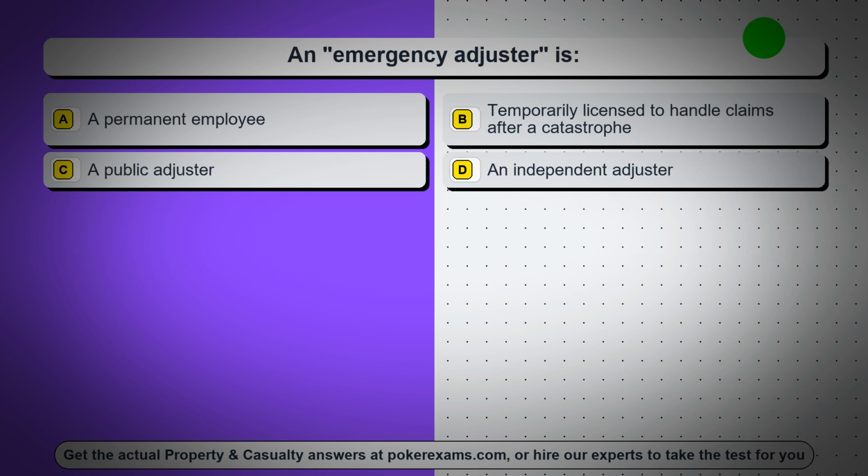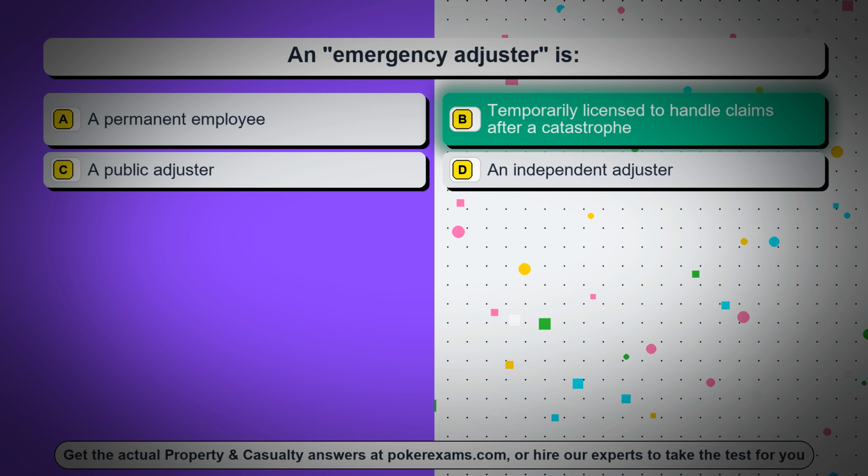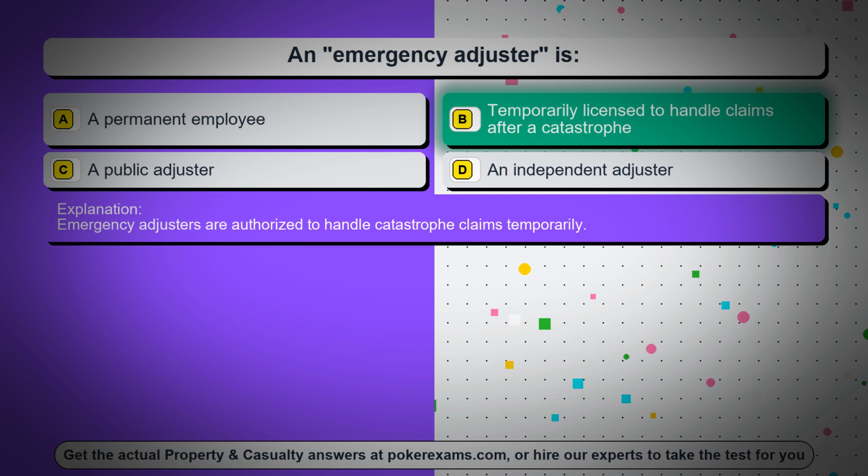Question 66. An emergency adjuster is: Option A, a permanent employee. Option B, temporarily licensed to handle claims after a catastrophe. Option C, a public adjuster. Option D, an independent adjuster. The correct answer is option B, temporarily licensed to handle claims after a catastrophe. Emergency adjusters are authorized to handle catastrophe claims temporarily.